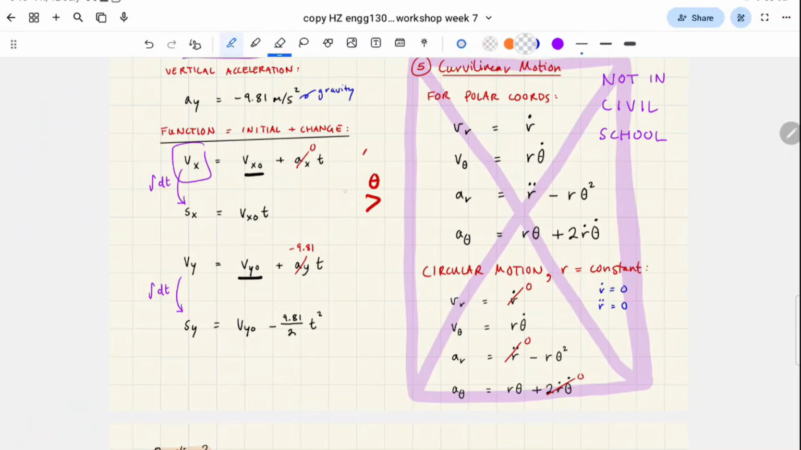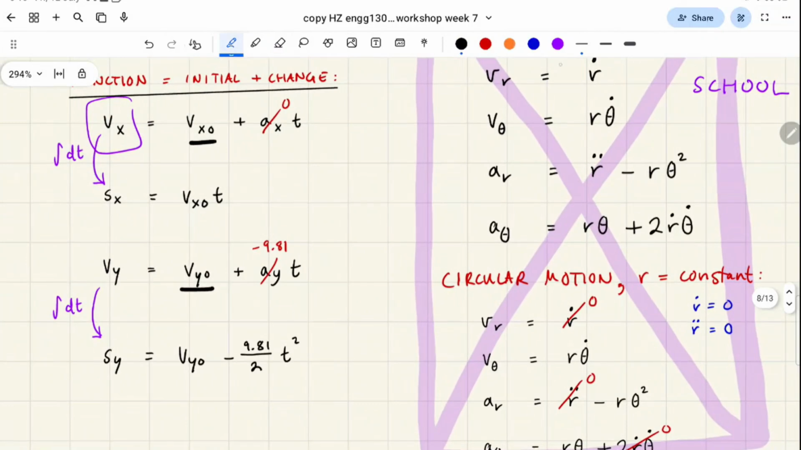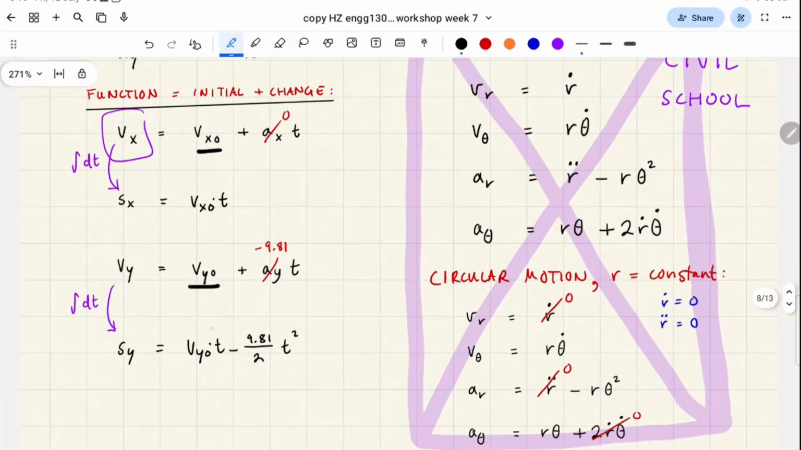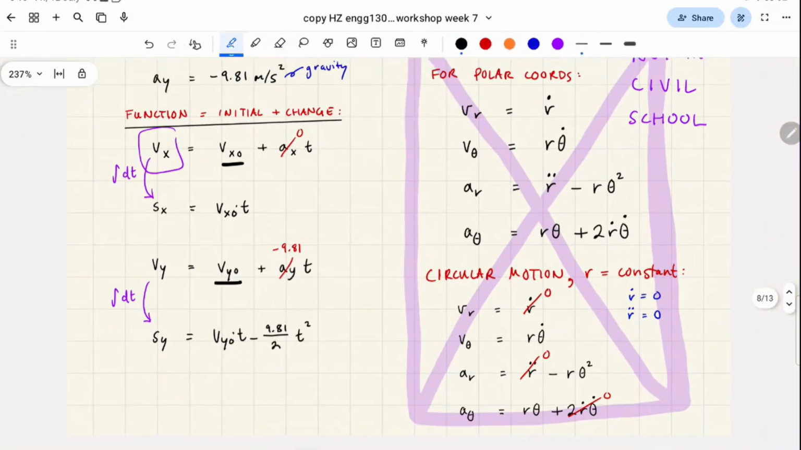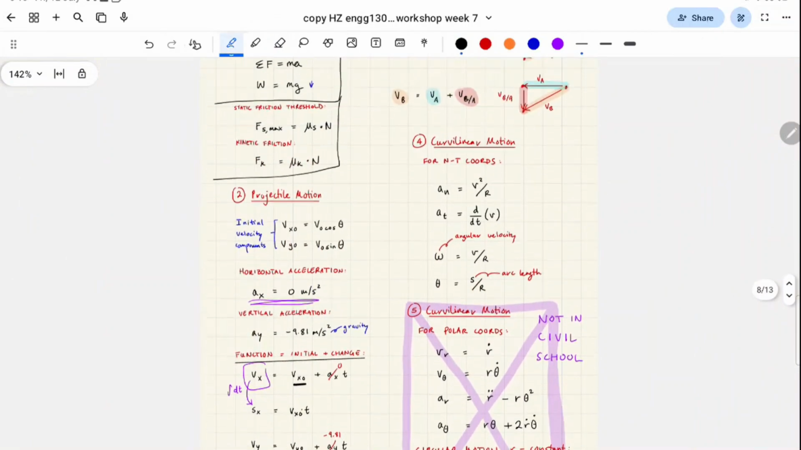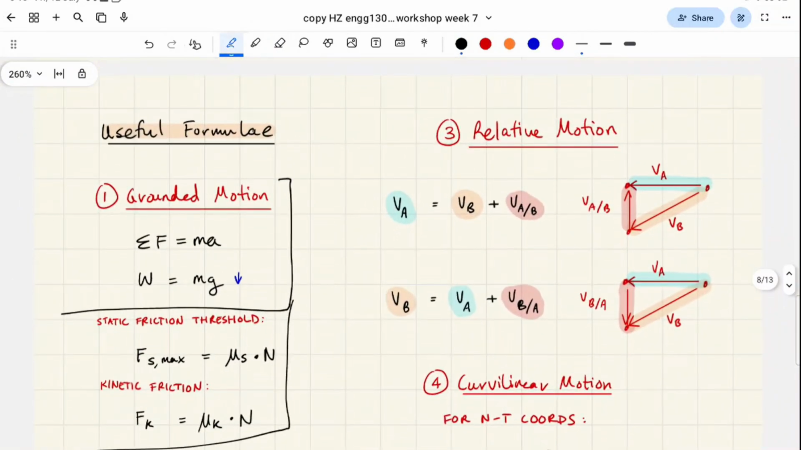You might be missing t for the vy, for the displacement. You're very correct, thank you. Yep, t there. Okay, all right. So that's projectile motion.